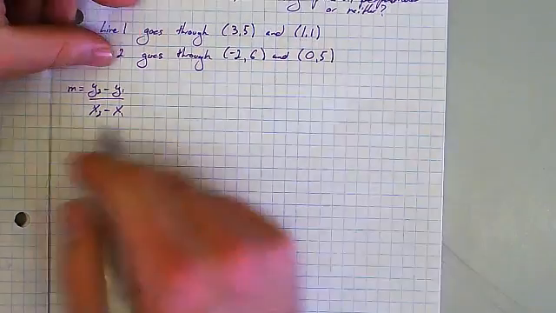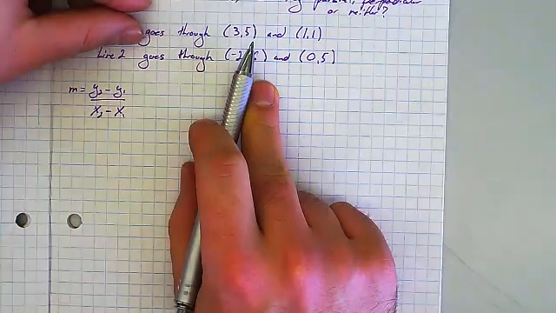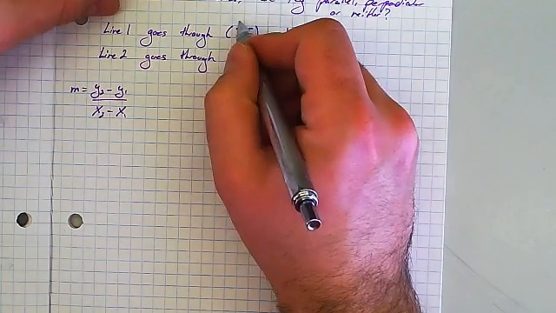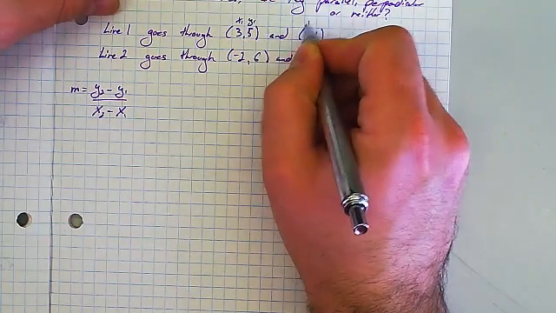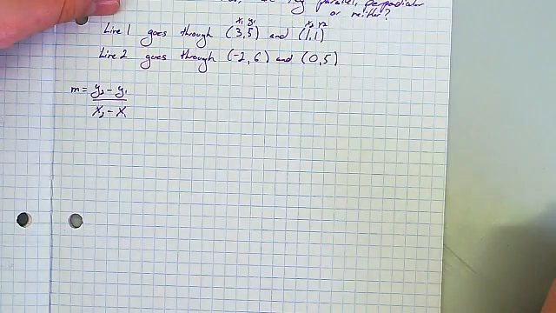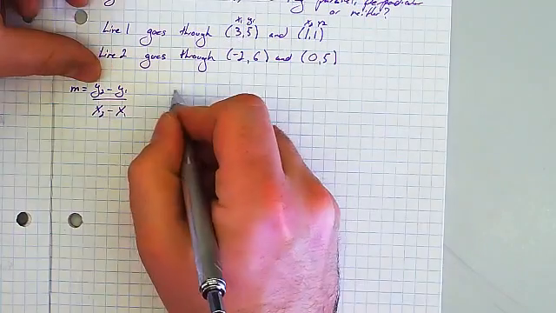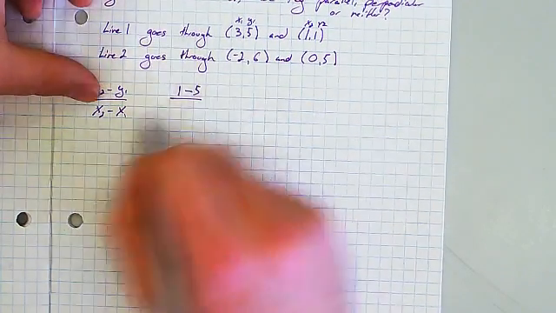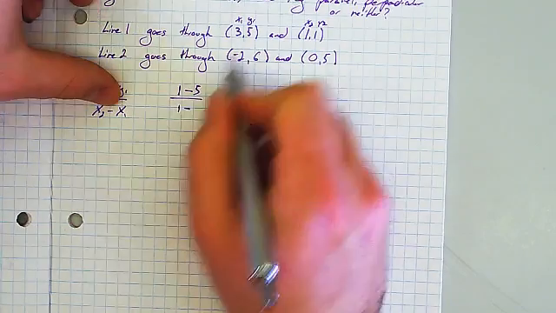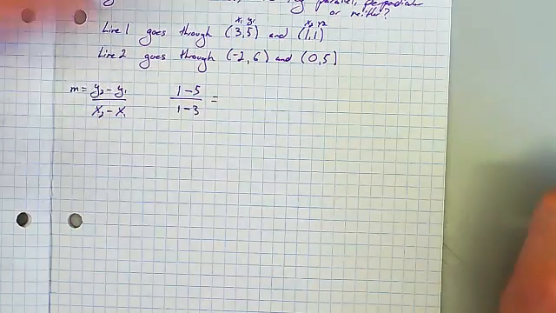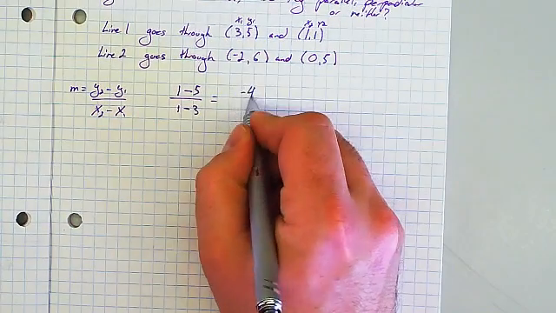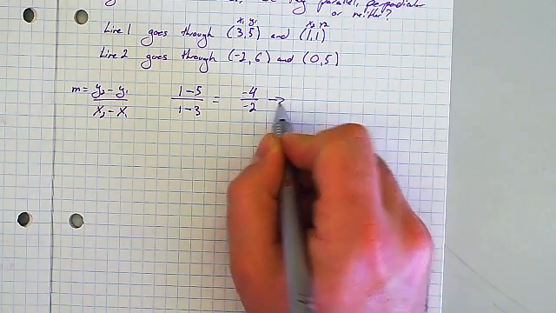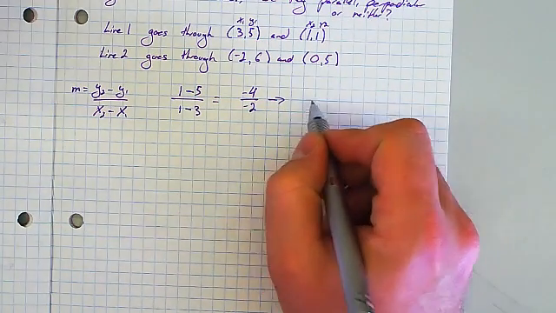So this is going to be x1, y1. This will be x2, y2. So, y2, 1 minus 5 divided by 1 minus 3. 1 minus 5 is -4, and 1 minus 3 is -2. This turns into -4 divided by -2, which is +2. If you had swapped those around, you still would have gotten +2.